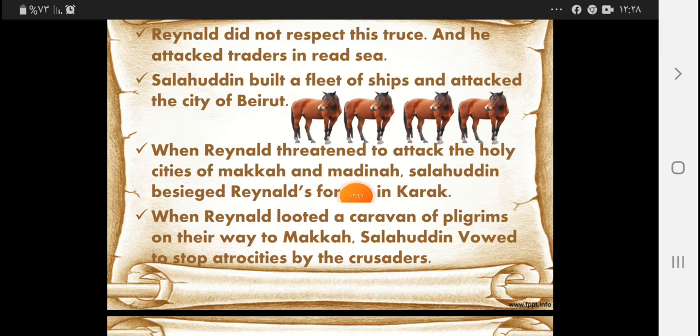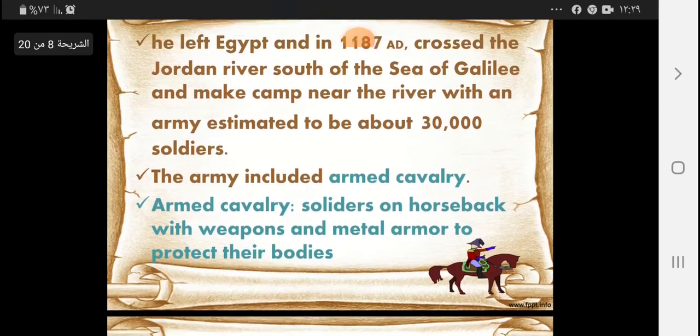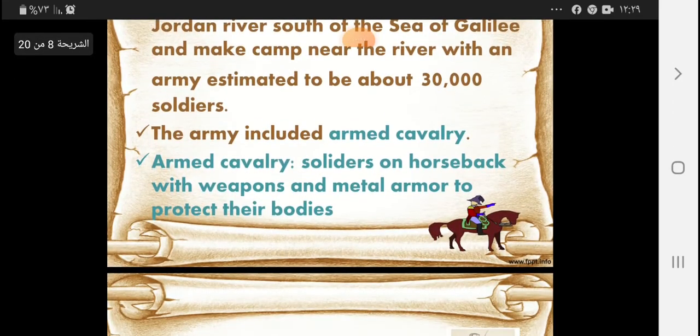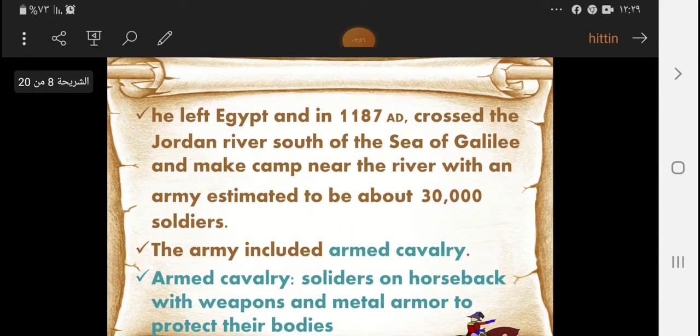He wanted to take revenge and stop the Crusaders because they never keep their promise and they attack and kill innocent Muslims. Later, in order to go to Hittin, he left Egypt, and in this year, 1187 AD, Salah ad-Din crossed the Jordan River south of the Sea of Galilee, and they made a camp near the river with an army estimated to be about 30,000 soldiers.